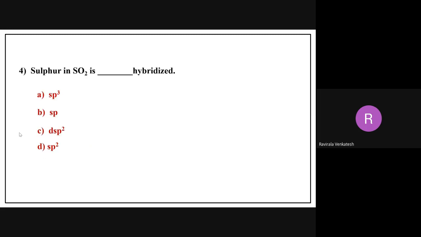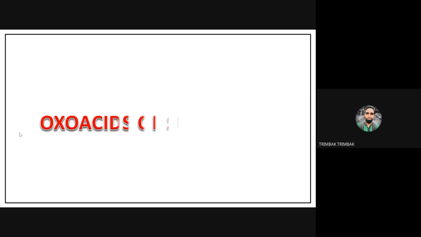नेक्स्ट हाइब्रिडाइजेशन क्या है बेटा इसका? sp2. This is about today's class beta. Okay, today I have completed the allotropes of the sulfur. उसका notes बनाओ और preparation of SO2, properties of the SO2 and chemical properties of the SO2.